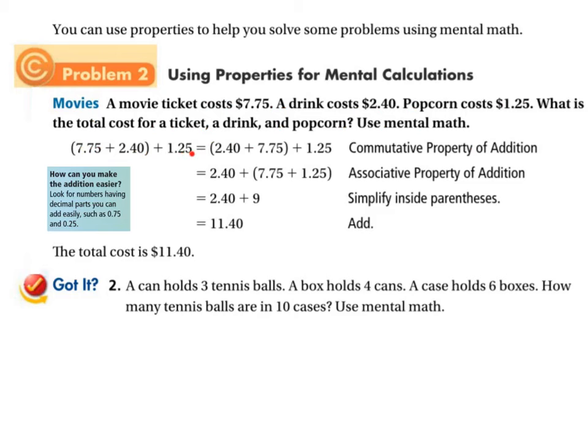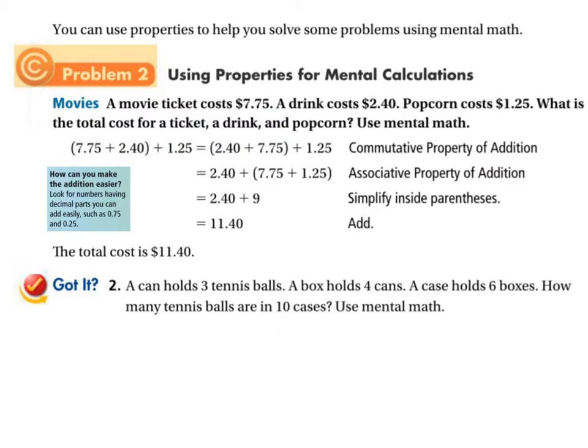You write these three numbers out, and what you really want to do is reorder them because this is 75 cents and this is 25 cents, and those 75 and 25 go nicely together to make a full dollar. So what we're going to do is first reorder them. That's the commutative property of addition. And then we're going to reassociate them. So you reordered these two right here. Now we're going to reassociate them.